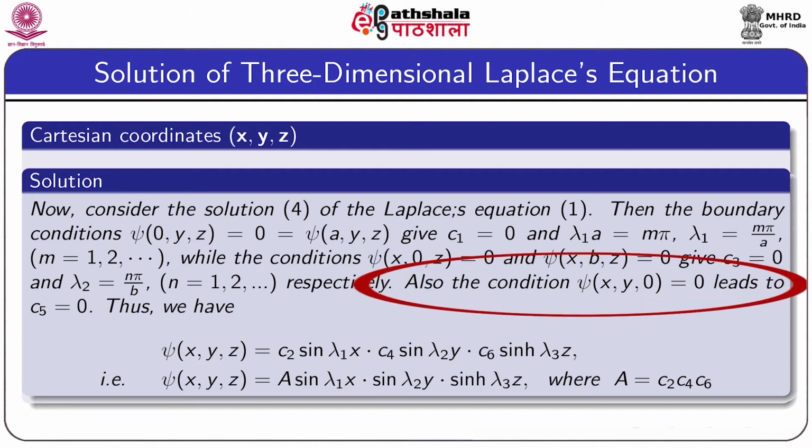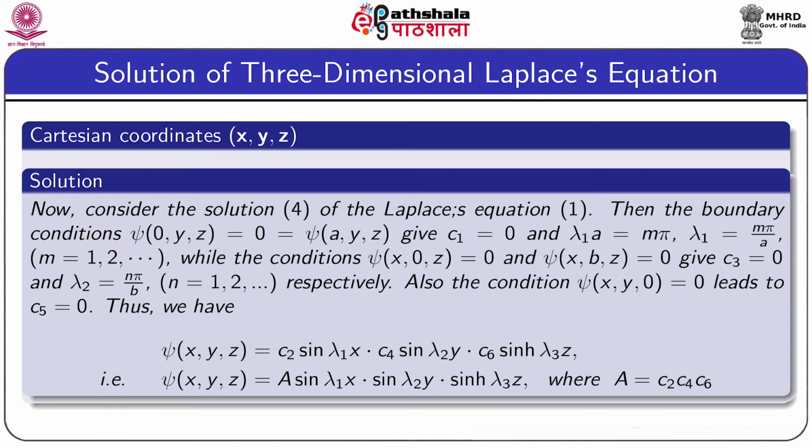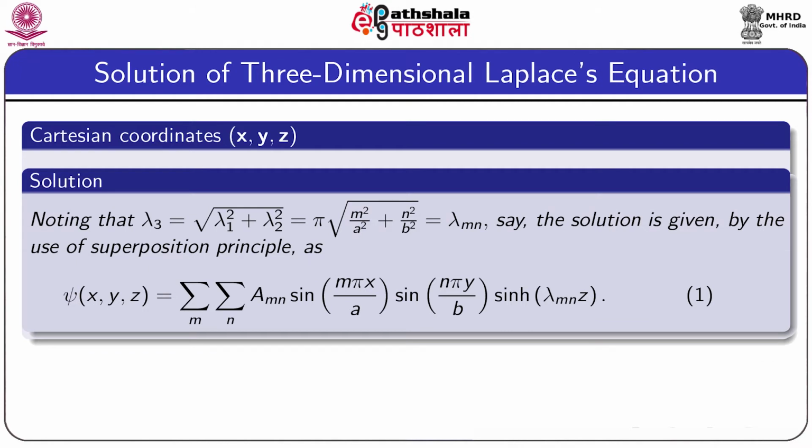Now, we have two more boundary conditions. The condition psi at z equals 0 is 0 leads to the condition C5 equals 0. If we use that condition and put C5 equals 0, we find that the solution reduces to the form psi equals C2 sin lambda 1 x, C4 sin lambda 2 y, C6 sinh lambda 3 z, or we can write these three constants together as constant A. So, psi is equal to A sin lambda 1 x, sin lambda 2 y, sinh lambda 3 z, where capital A is C2 C4 into C6. Now we have one condition.